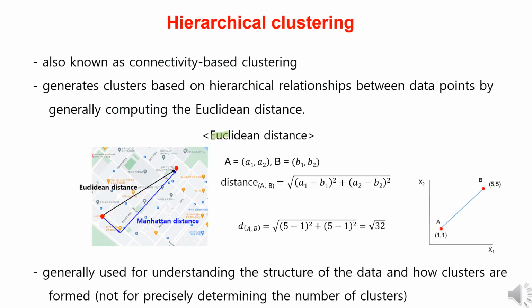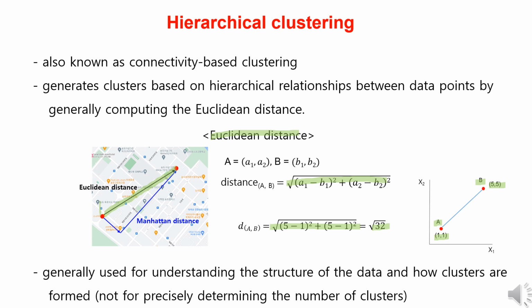The Euclidean distance measurement method calculates the shortest distance between points. You can think of it like the Pythagorean theorem we learned back in school. For example, in a two-dimensional plane, if we have two different points A and B, we calculate the difference between them, take the sum of squares, and then take the square root. If the coordinates of point A are 1, 1, and the coordinates of point B are 5, 5, we can calculate the distance as the square root of 32.